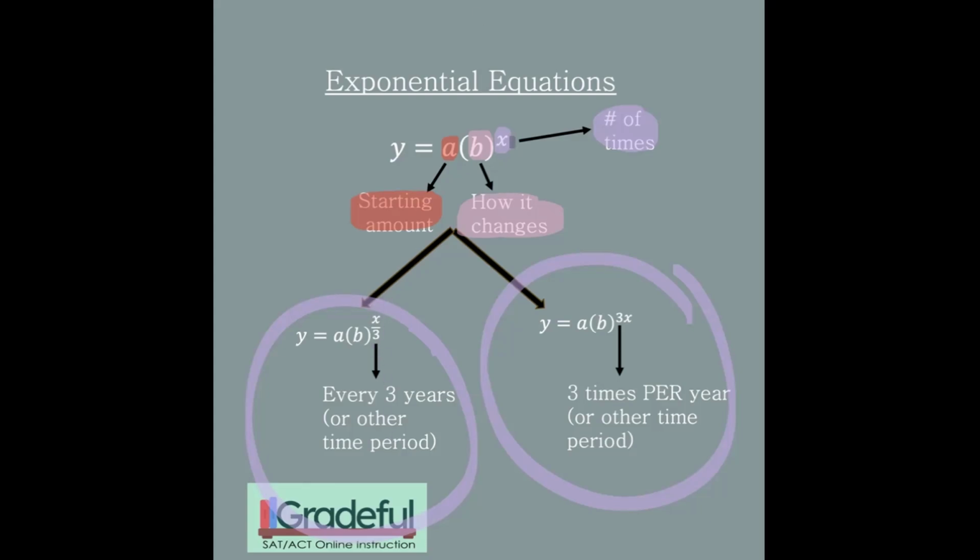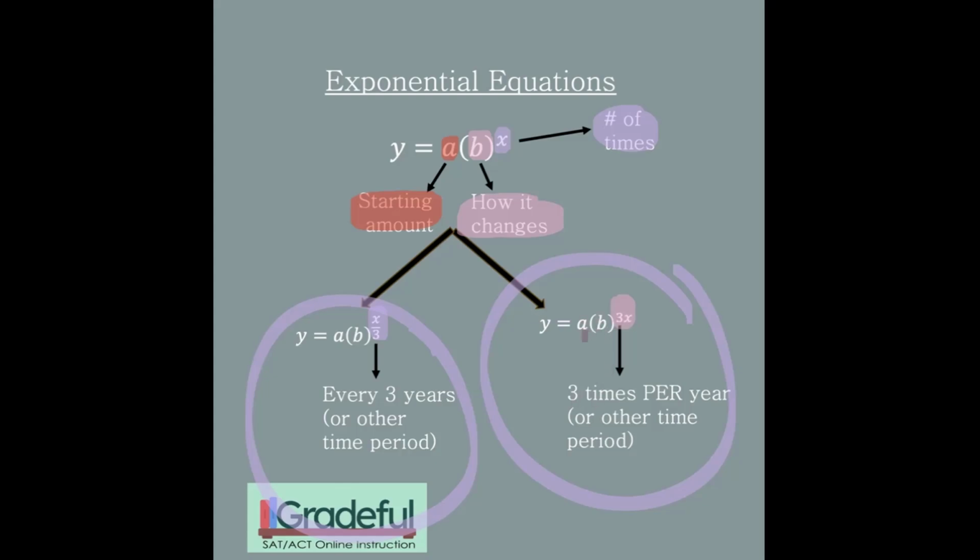If instead of having X in the exponent, you see X over 3, it means that our change is going to happen every 3 whatevers. In this example, every 3 years or every 3 minutes, or just every 3 times X changes by 1. On the other hand, if you had 3X, that would be saying that our change is happening 3 times every whatever. So, in other words, if X actually moved by 1/3, that would trigger this to happen once. But if X were a 1 here, that would trigger the exponent to happen 3 times.